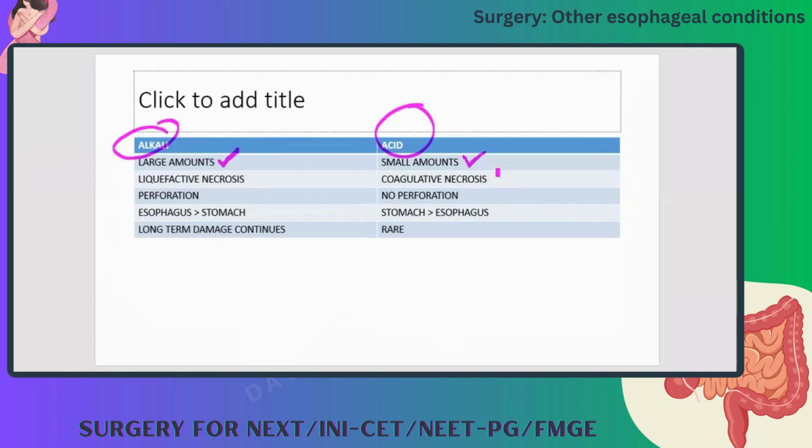pH. Acid will be corrosive, so it corrodes the mucosa, and the patient cannot tolerate it.